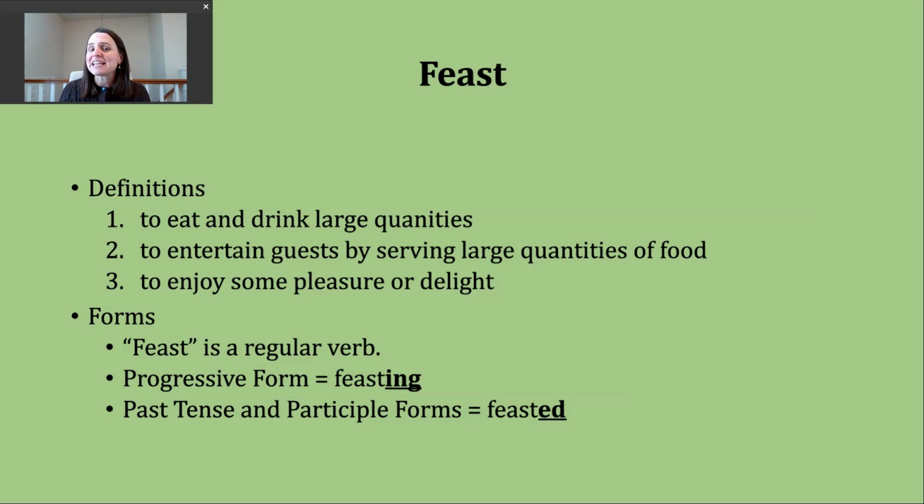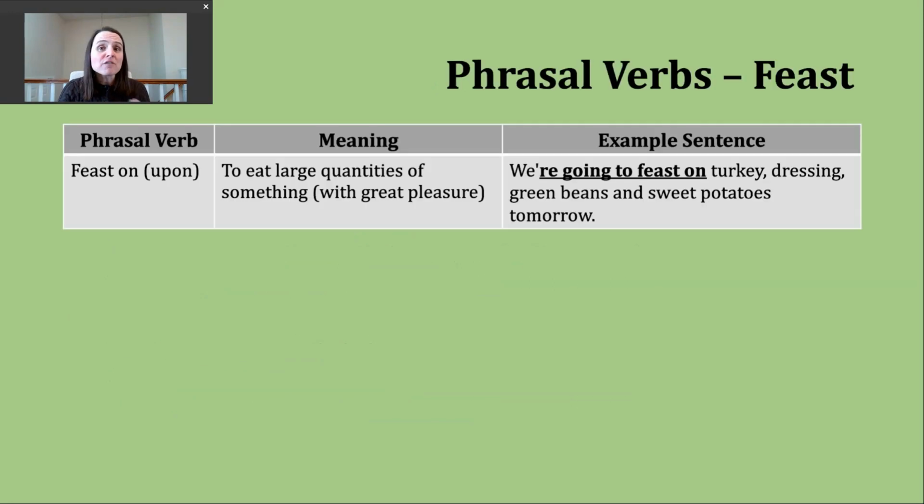You should know that feast is a regular verb. To make the progressive tense, all we're going to do is add ing to form feasting. The past tense and participle forms of this verb are made by adding ed. The base verb, feast, ends with a T sound, so when we add the ed ending, we're going to add an extra syllable and pronounce it id. Feasted, feasted.